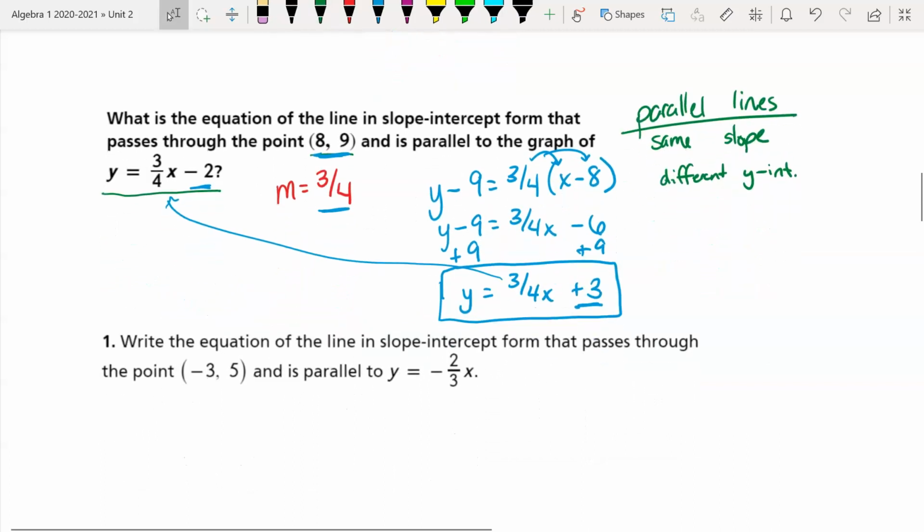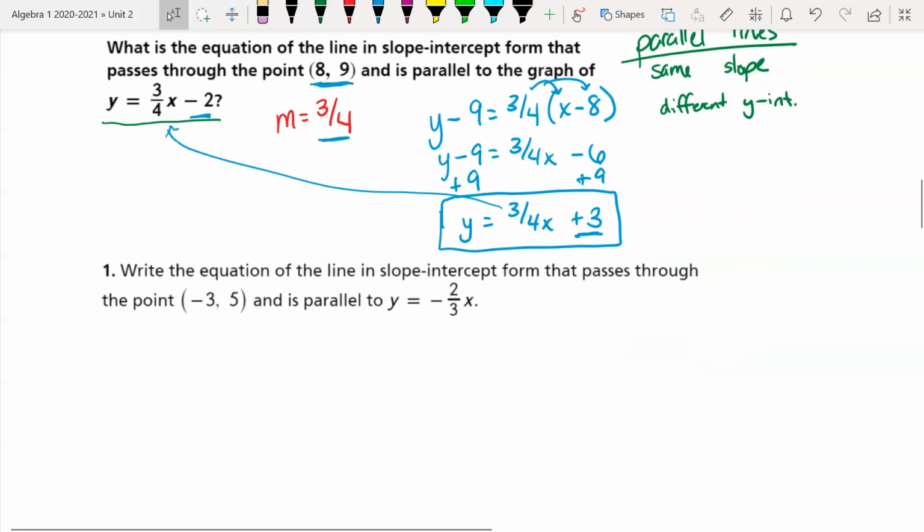All right, so I'm going to challenge you to pause the video and try this next problem. Write the equation of the line in slope-intercept form that passes through the point -3, 5 and is parallel to y equals -2/3 x. Hopefully you're sitting there saying your slope, if it's parallel, is -2/3.